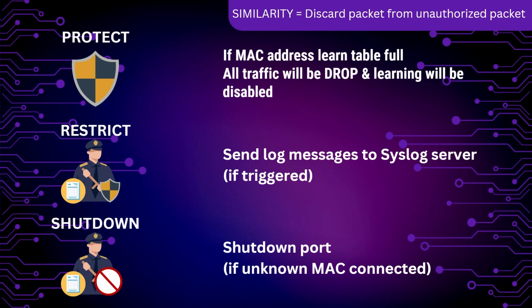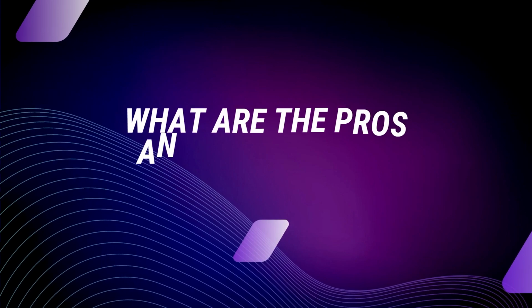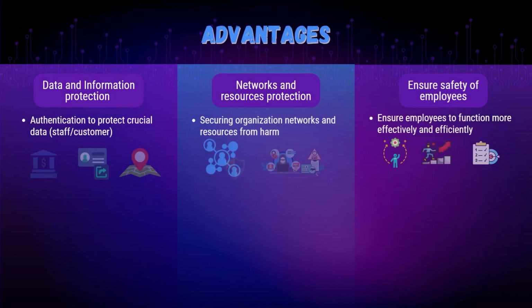The other modes of violation are restrict and shutdown. For these two modes, the command will send a log message to the syslog server if any of them is triggered. For the shutdown type, it will also shut down the port if any unknown MAC address attempts to connect to the network. For these three violation modes, there is a similarity, which is that they will discard packets from unauthorized sources. So for the next one, I will explain the advantages of using port security.